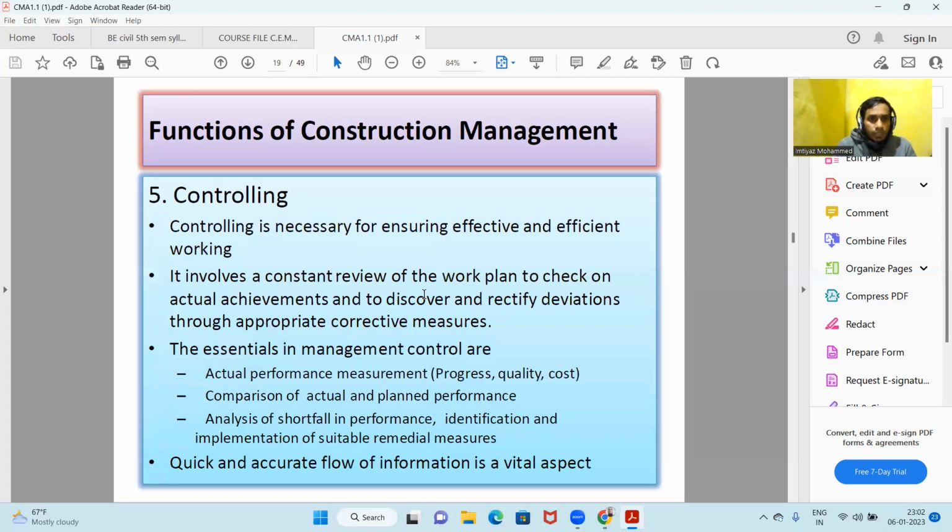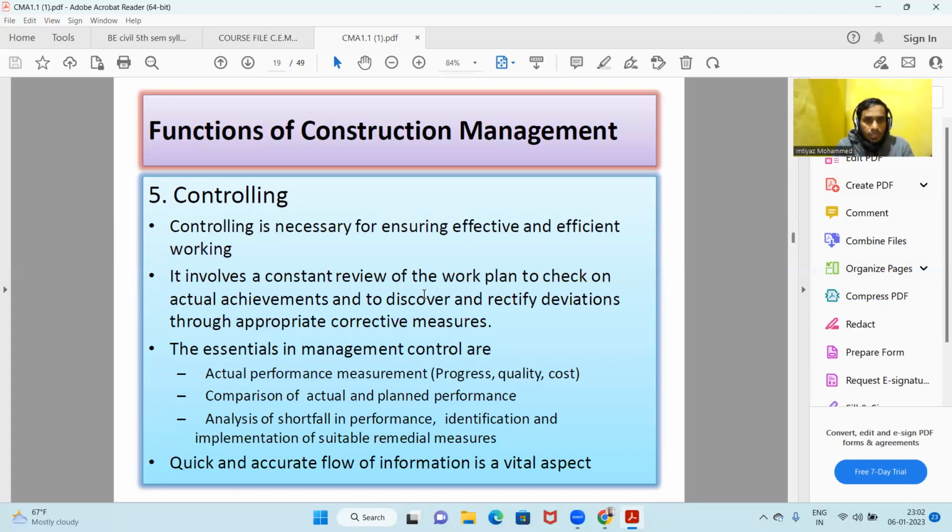Then comes the controlling. The controlling is also very important. Okay, once we have started a project, then we should be able to review the project from time to time. Okay, and then we should be able to measure the actual achievement on the project and the one which we have planned. Okay, then if there are any discrepancies, if we are able to find out any kind of delays, then we should be able to rectify those deviations through corrective measures.